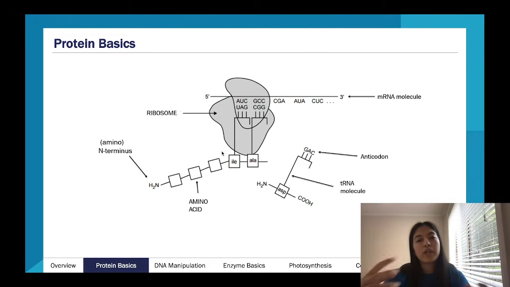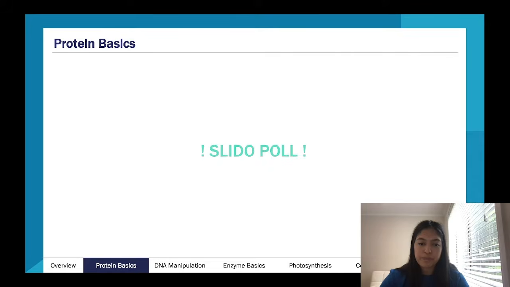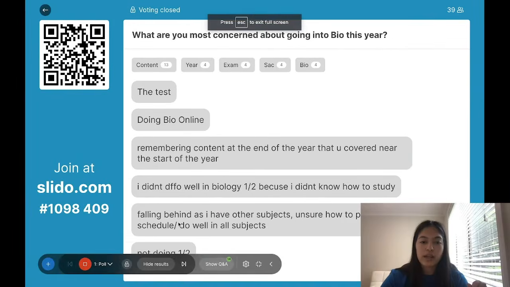Hopefully that makes sense. Again, be aware, transcription and translation are very complex processes. I've talked through them fairly quickly. It'll take a minute to sink in. And again, once you're taught it in more depth, you'll get the hang of it. It does take a couple of times to really get the process in your head. Okay, so we'll go to a Slido poll now.